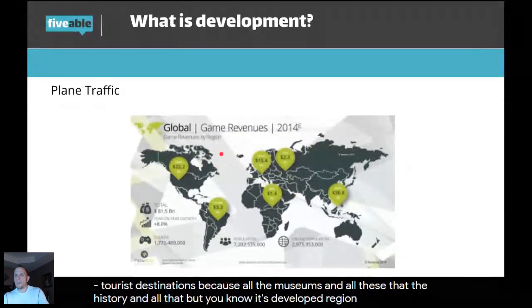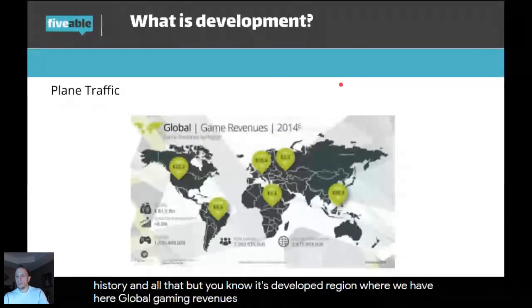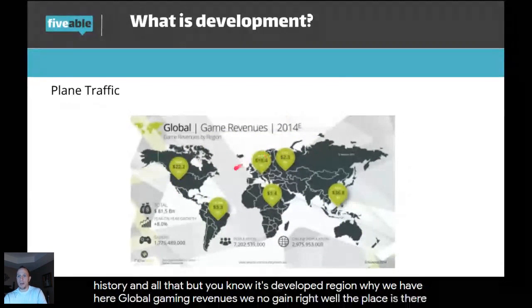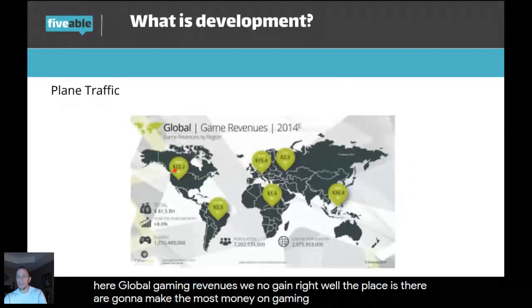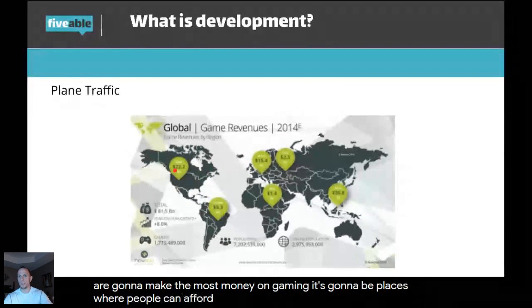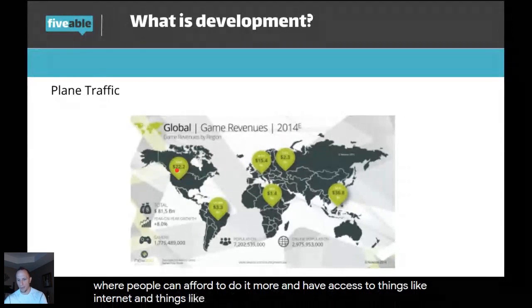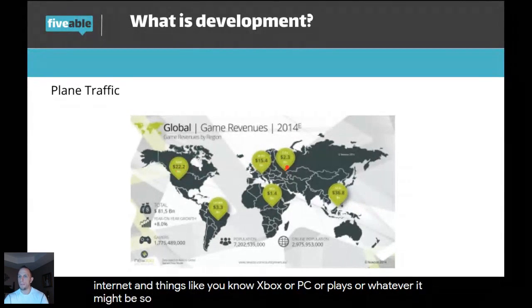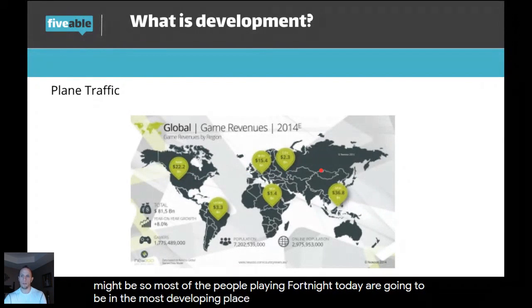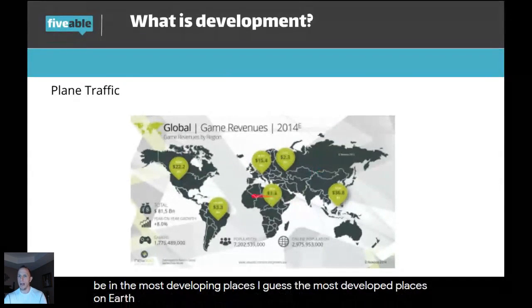What do we have here? Global gaming revenues. Everyone likes a good video game, right? Well, the places that are going to make the most money on gaming are going to be places where people can afford to do it more and have access to things like internet and things like Xbox or PC or PlayStation, whatever it might be. So most of the people playing Fortnite today are going to be in the most developed places on Earth. Not so much in places, again, south of the equator.